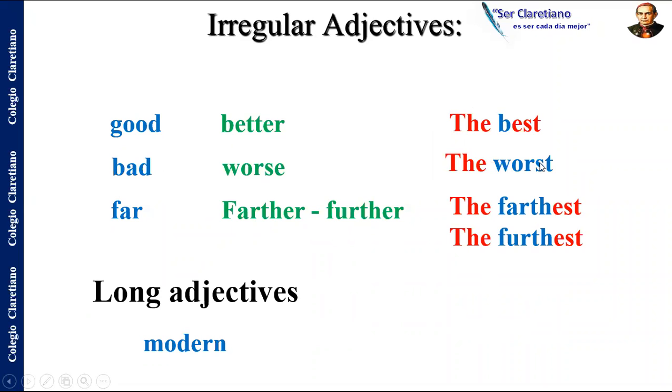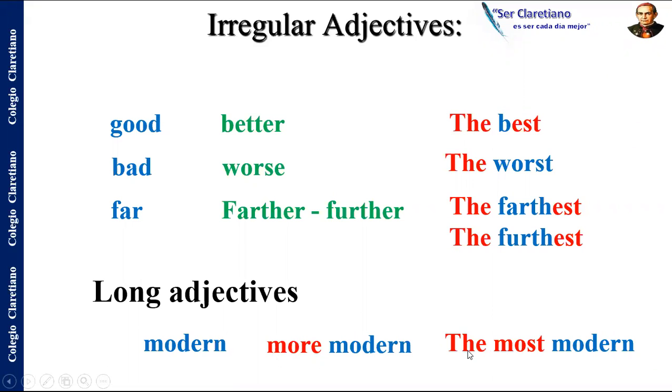The worst. Okay? Now, what happens when the adjective is long? In the comparative, we use more. In the superlative, we use the most. Okay, the most. You see this? This is superlative. And this is comparative. More and the most.